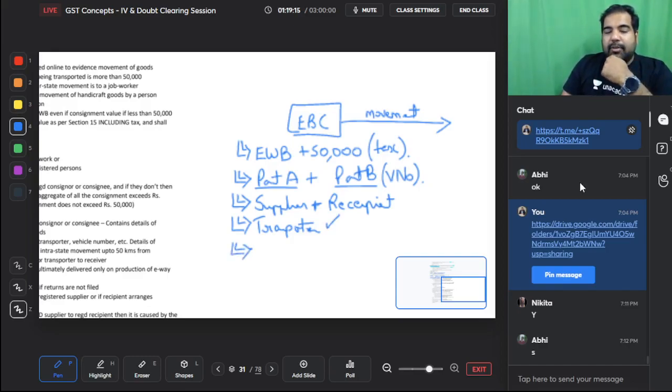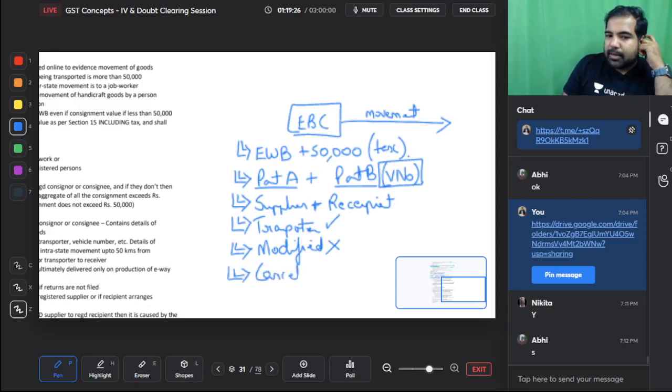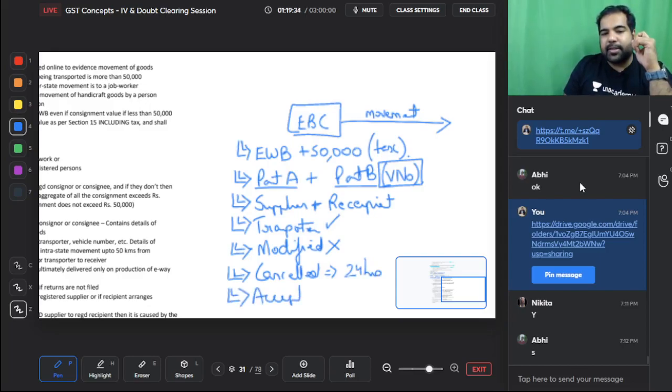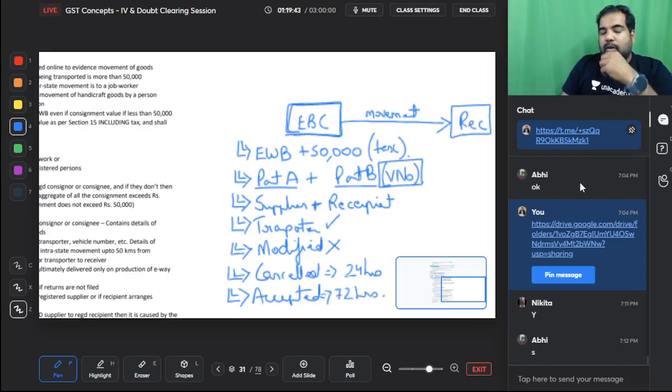Next, can the e-way bill be modified? No, it cannot be modified. The only thing that can be modified is the vehicle number and the transporter's details. Otherwise, it cannot be modified. Can it be cancelled? Yes, it can be cancelled within 24 hours of its generation. Does it have to be accepted? Yes. If the supplier generates an e-way bill, the recipient has to accept it within 72 hours, or by default before the goods reach you, otherwise it will be deemed accepted.